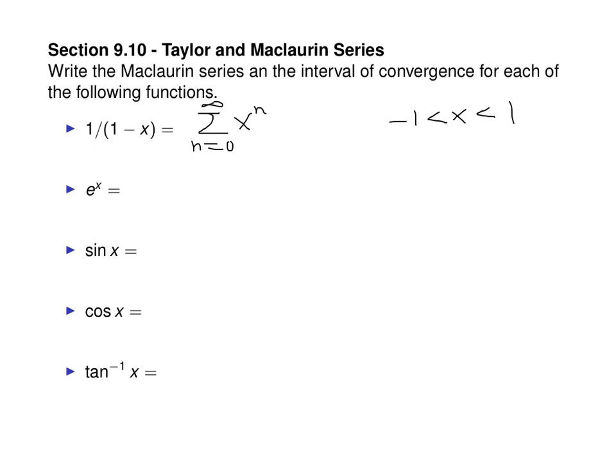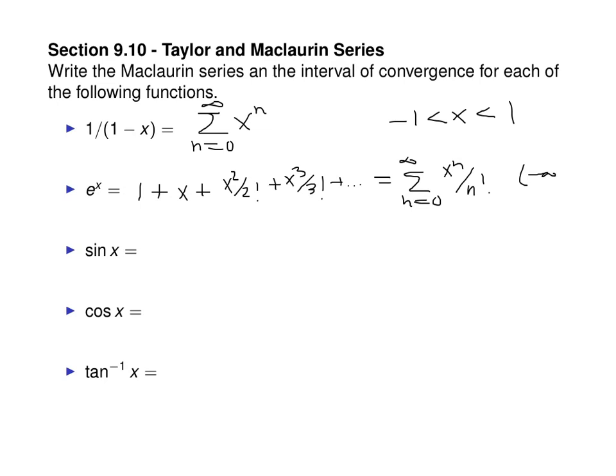E to the x is given by 1 plus x plus x squared over 2 factorial plus x cubed over 3 factorial, or written in summation notation, sum from 0 to infinity x to the n over n factorial. This has interval of convergence negative infinity to infinity. Sine x's Maclaurin series is given by x minus x cubed over 3 factorial plus x to the 5th over 5 factorial minus plus etc.